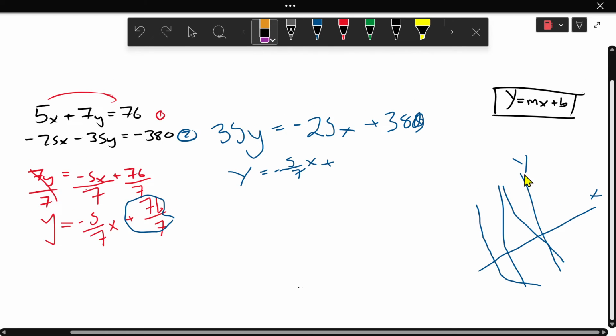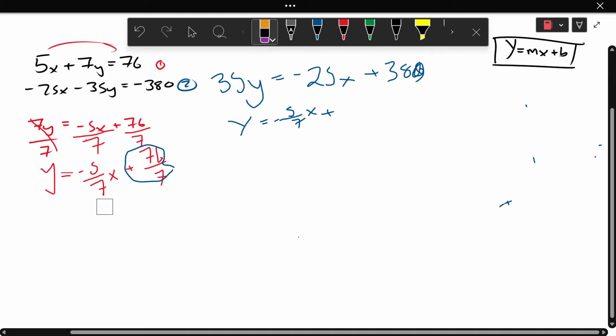Okay, I can't do this. So if the math worked out, which I'll just have to look at again, oh, that was a negative 35. Negative 35 became positive 35. This came over here, so negative 25x plus 380 divided by 35.